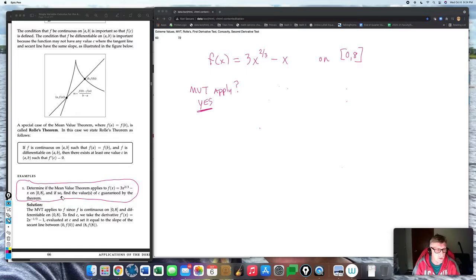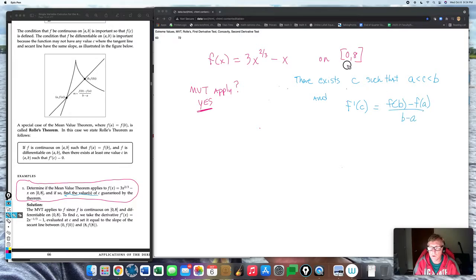So now we're going to do the find the value of c part. Okay, guaranteed by the theorem. So remember what the theorem says. There must be at least one value of c. So there exists c such that c is between a and b, and f prime of c is equal to f of b minus f of a over b minus a.